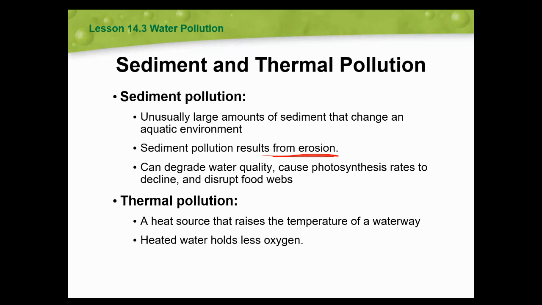It can degrade water quality. It can cause photosynthesis rates to decline, because if you have more sediment in the water, there's not enough sunlight going through. The water is more murky, so photosynthesis can't happen as far into the water column. And because it's causing photosynthesis rates to decrease, it can therefore disrupt the food web. It can change the food web if you don't have enough at the bottom of that food web, that pyramid.